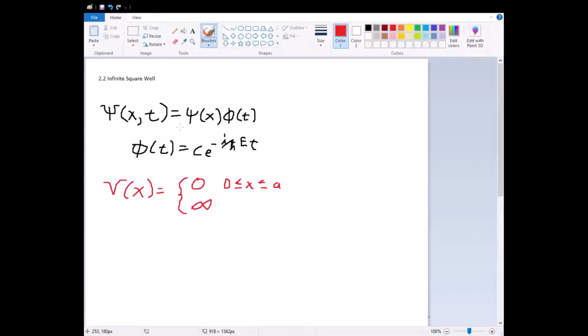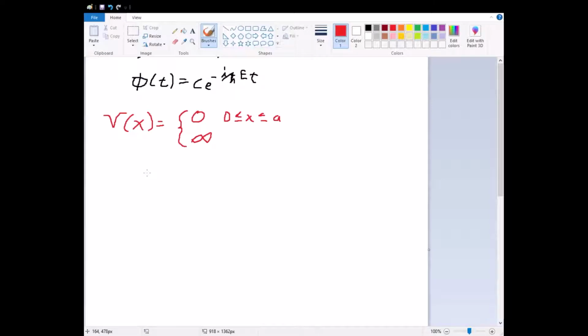So we can start off with the infinite square well, which is in many ways the simplest system that you can have that isn't trivial. Our infinite square well is going to be defined in the following way. We have some potential V of x, and it's going to be equal to 0 inside of our range, from 0 to a in this case, and it's going to equal infinity everywhere else.